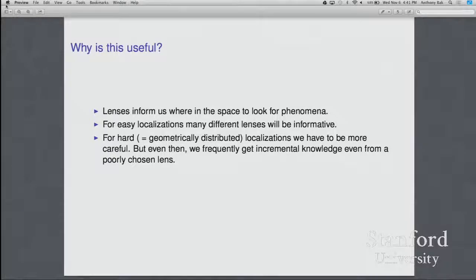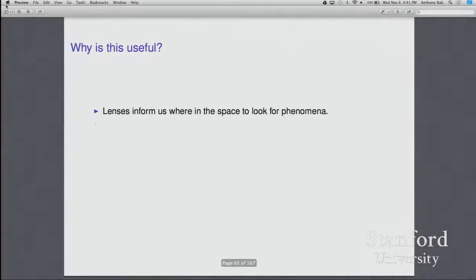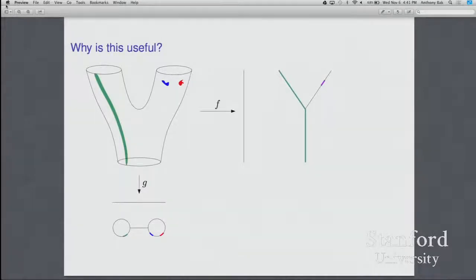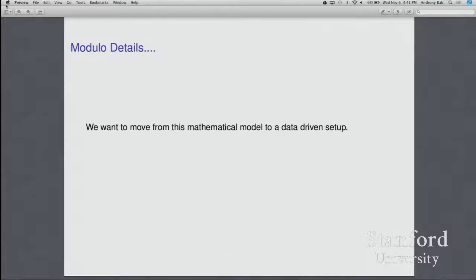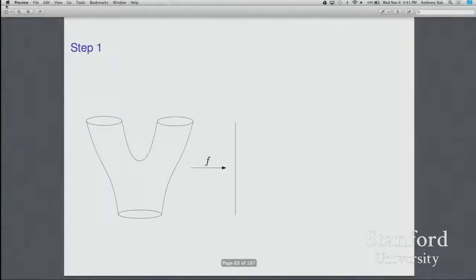And by incremental knowledge, I mean if we go back here, even with this bad lens, I'm able to eliminate that arm as a place for the green points. So I get some incremental knowledge even from bad lenses. Okay, so this is our math world. And now I want to show you how to take this and translate it into data world. So we're going to move from this world of nice, smooth manifolds and continuous functions into a data-driven analysis.